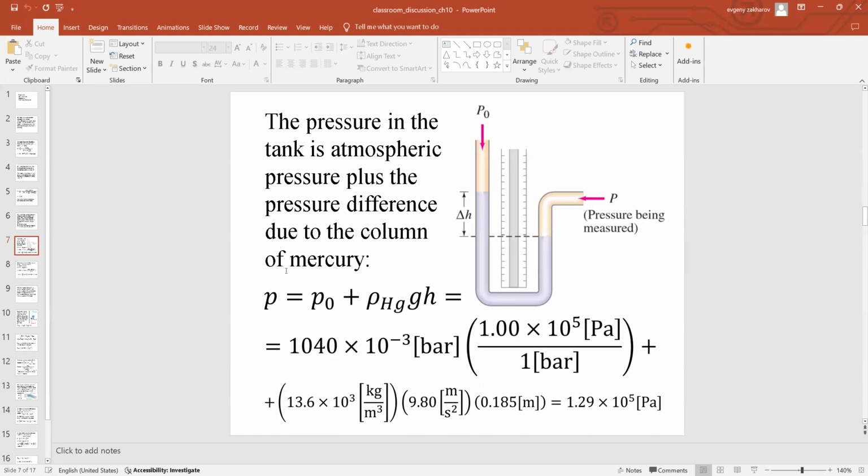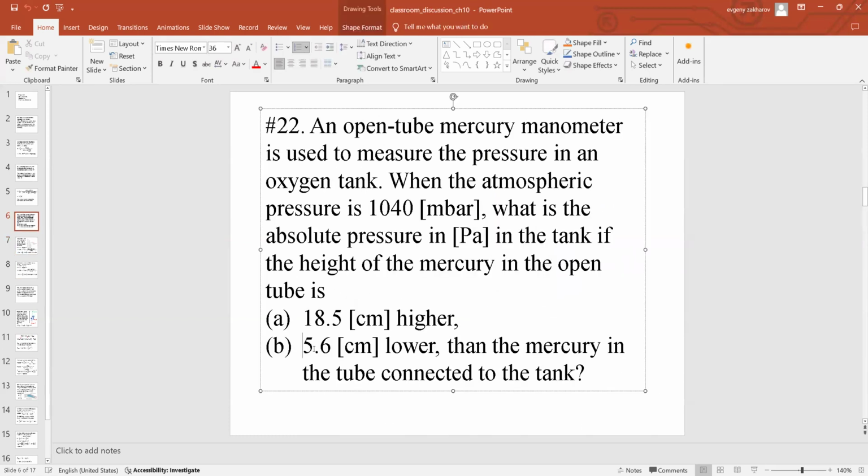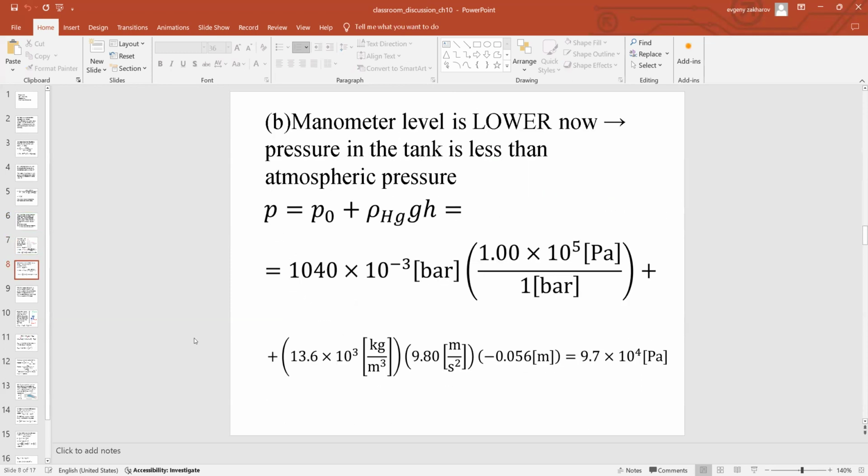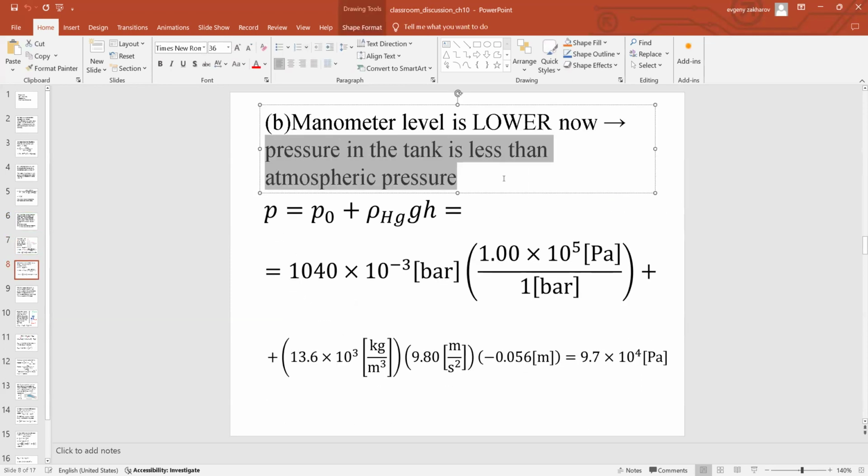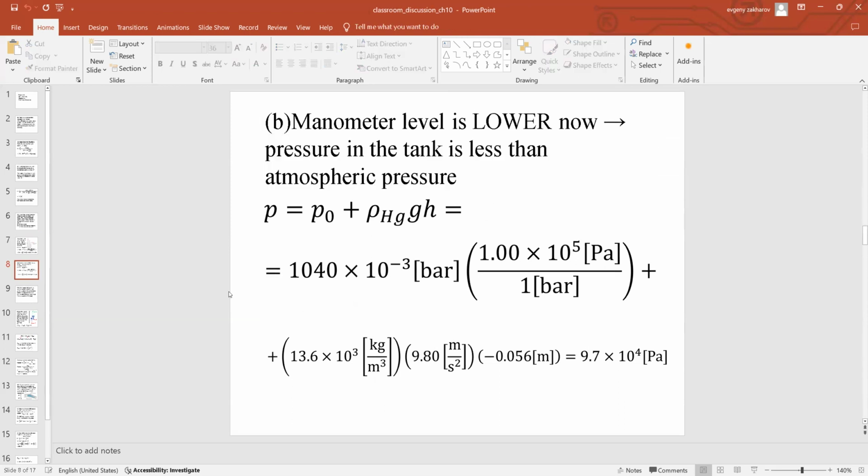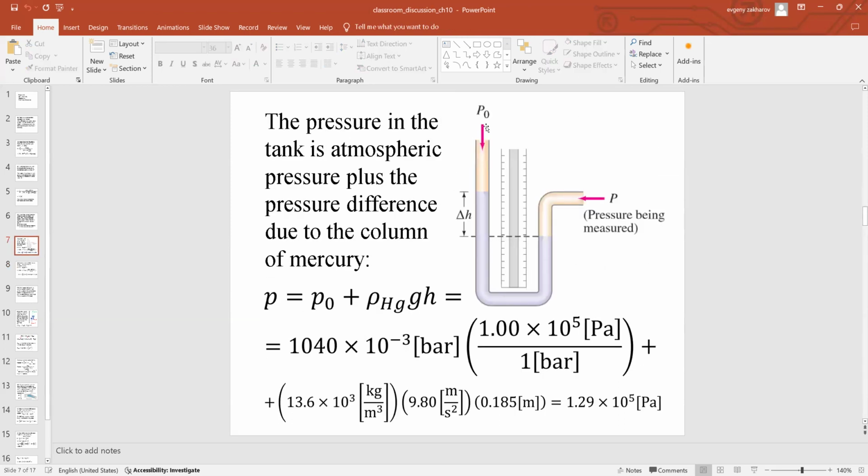Now, the second option, the second case, is when it's 5.6 centimeters lower. And if it's lower, that means the pressure in the tank is less than atmospheric pressure. Atmospheric pressure wins over it. Atmospheric pressure pushes mercury further down, and the other side level rises, showing you that the pressure inside the tank is less than atmospheric pressure.